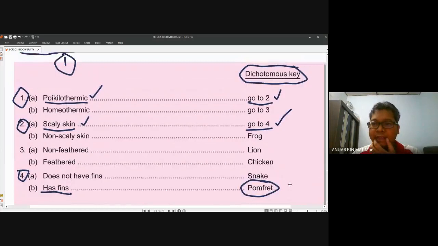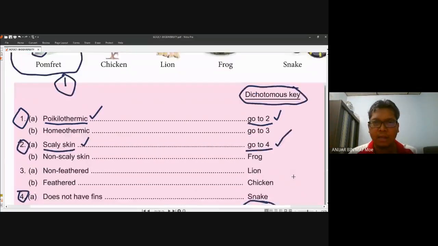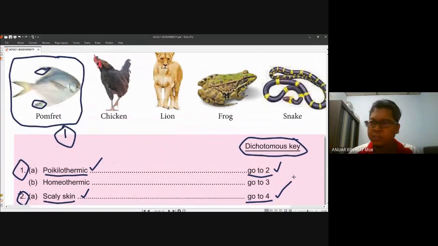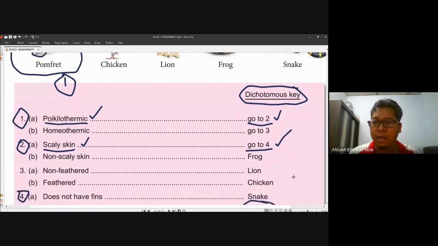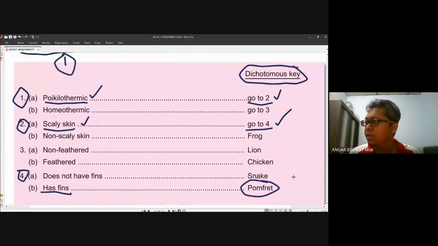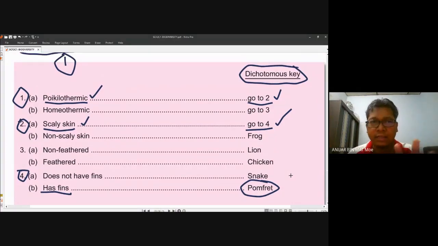These are examples of what we call the dichotomous key. Later I will prepare another set of assignments according to the species here, and you need to decide what these organisms are according to the dichotomous key. First, I need you to understand how to use it. Do you understand how to use the dichotomous key? If you have any question later, you can ask me.